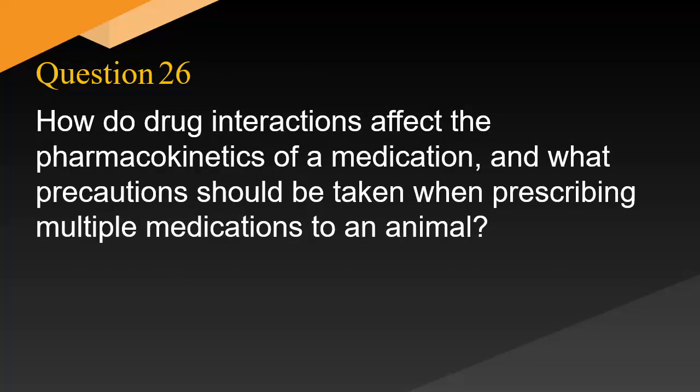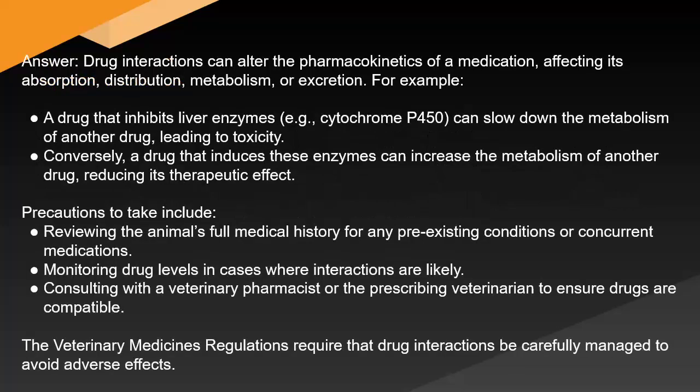How do drug interactions affect the pharmacokinetics of a medication, and what precautions should be taken when prescribing multiple medications to an animal? Answer: Drug interactions can alter the pharmacokinetics of a medication, affecting its absorption, distribution, metabolism, or excretion. For example, a drug that inhibits the liver enzyme cytochrome P450 can slow down the metabolism of another drug, leading to toxicity. Conversely, a drug that induces these enzymes can increase the metabolism of another drug, reducing its therapeutic effect.